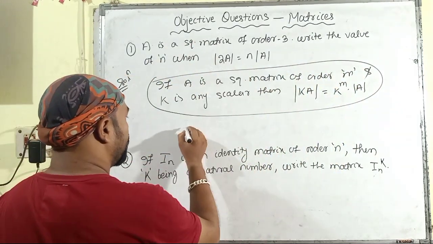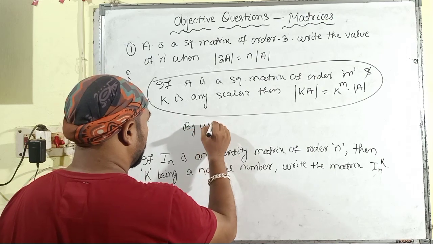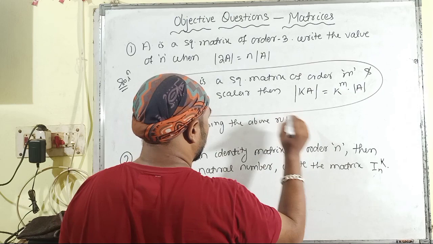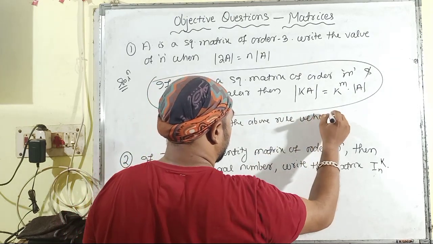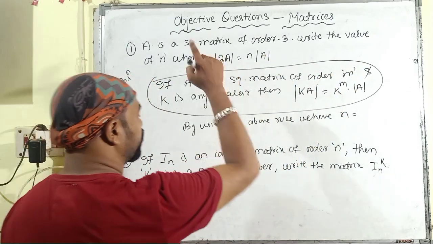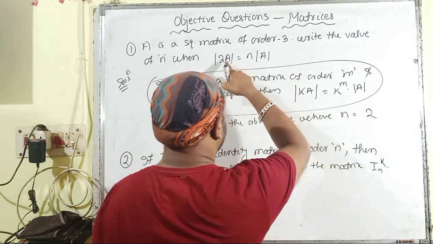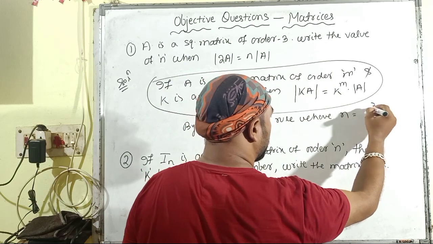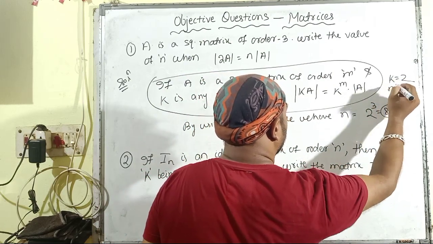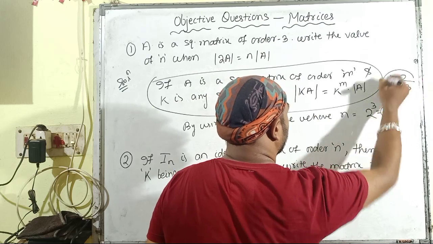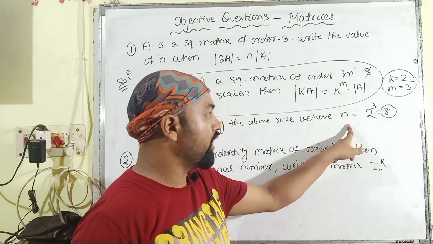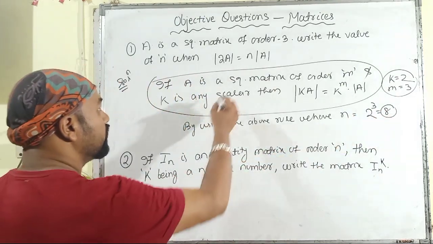So by using the above rule, we have n equal to the scalar, which is here 2 to the power of the order, that means 3, that is equal to 8. Here k is equal to 2 and m is equal to 3. So by using this formula k to the power m, the value of n is equal to 8.